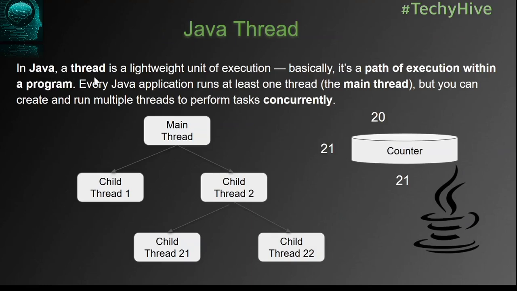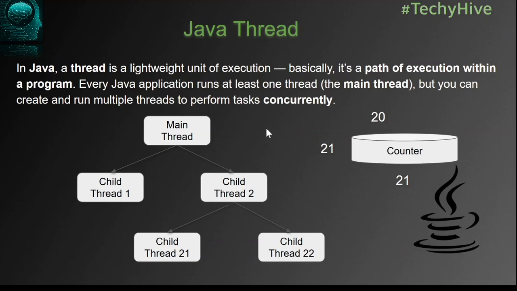In Java, a thread is a lightweight unit of execution. Basically, it's a path of execution within a program. Every Java application runs at least one thread. By default, a single thread is created by the Java program, but you can create and run multiple threads to perform tasks concurrently. Let's say you want to do a few tasks at the same time. In that case, you can create user-defined or custom threads.